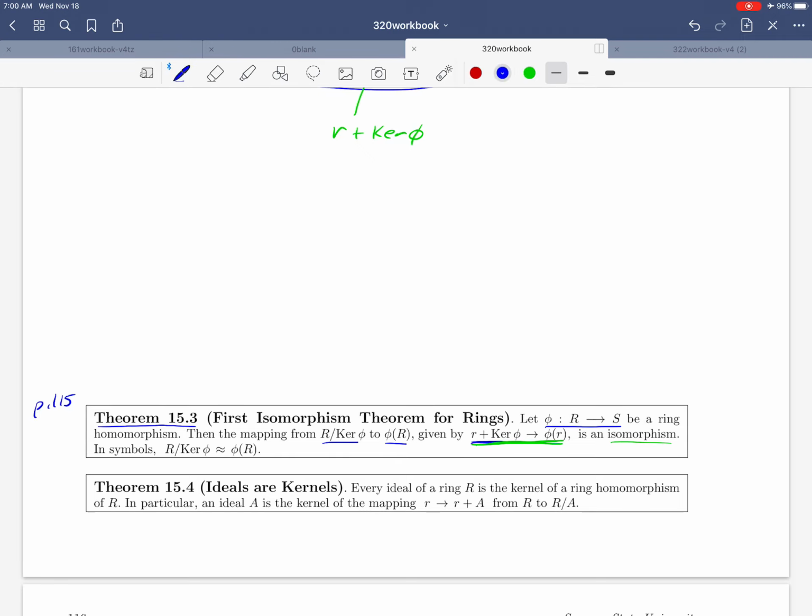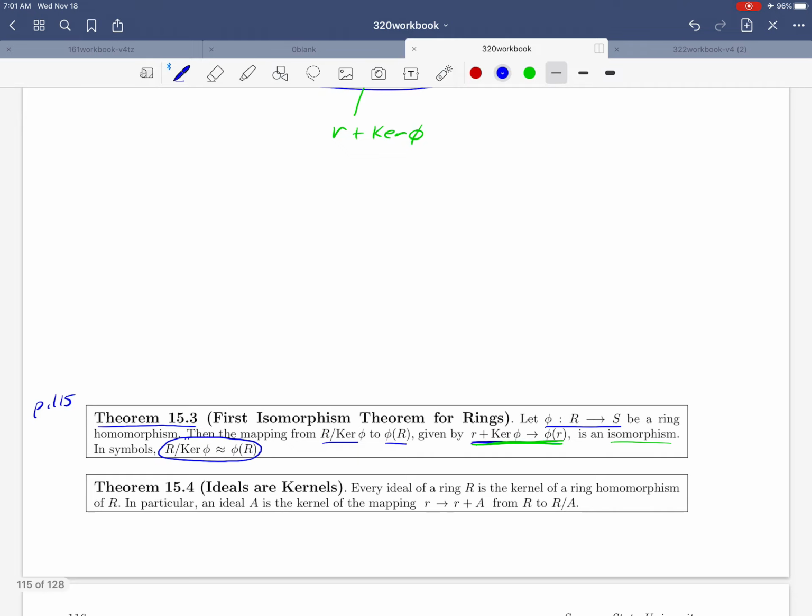Okay, and so to sum it all up then, it tells us that these two rings are isomorphic. R mod kernel of phi is isomorphic to phi of R, the image of R. And if you look back at chapter 10, you will notice that this theorem is really analogous to the first isomorphism theorem for groups that you talked about there.